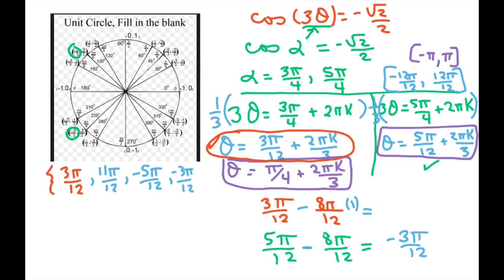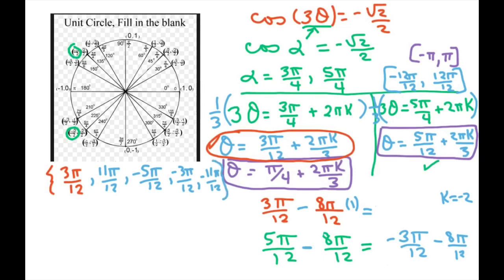And if we subtract another 8 pi over 12, that would be k equals negative 2. If we subtract it again, we're going to get negative 11 pi over 12. So that would be all your solutions.